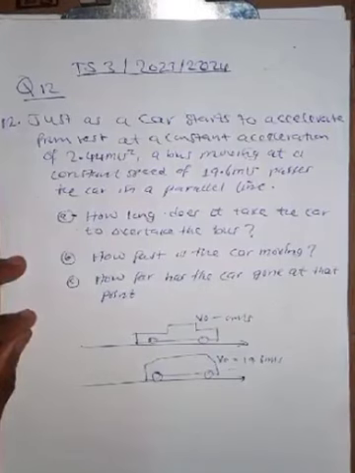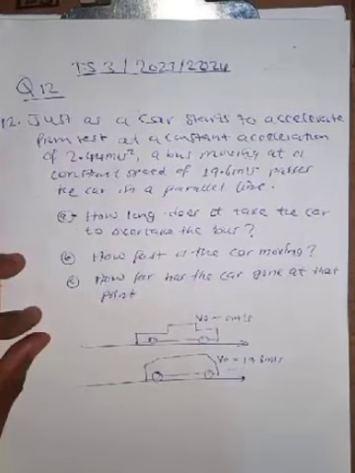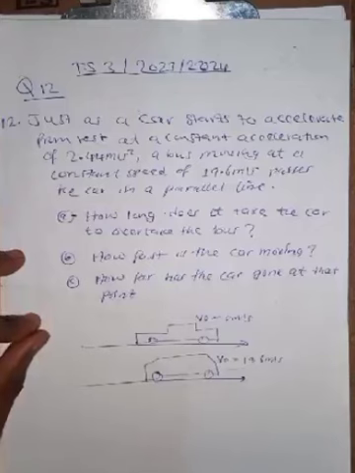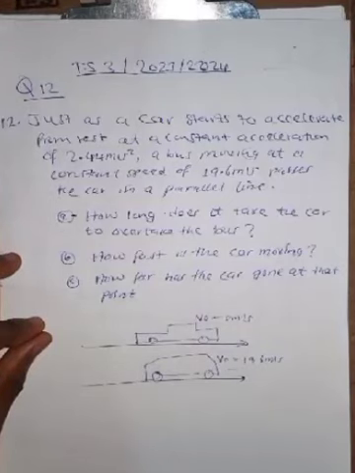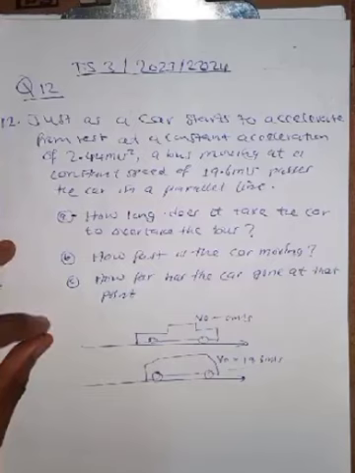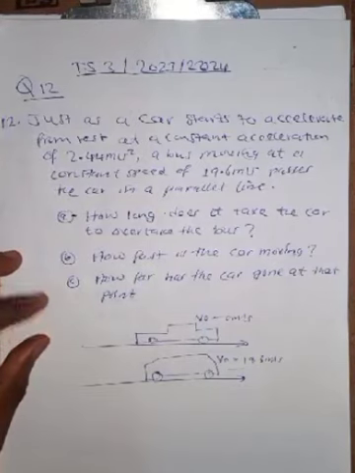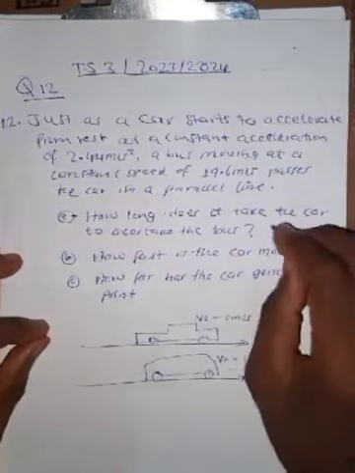Tutorial sheet 3, 2023-2024 academic year. That is tutorial sheet under kinematics. Just as the car starts to accelerate from rest at a constant acceleration of 2.44 meters per second squared, a bus moving at a constant speed of 19.6 meters per second passes the car in a parallel line. How long does it take the car to overtake the bus?